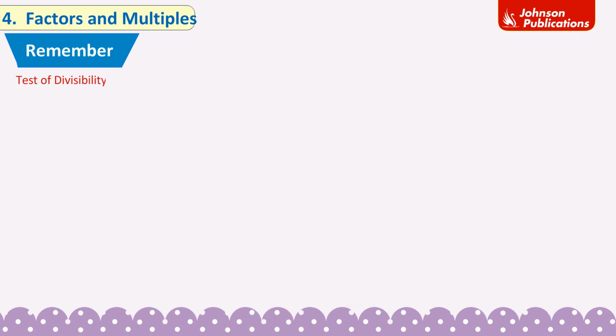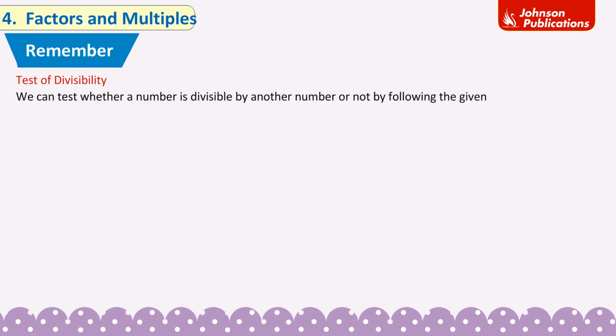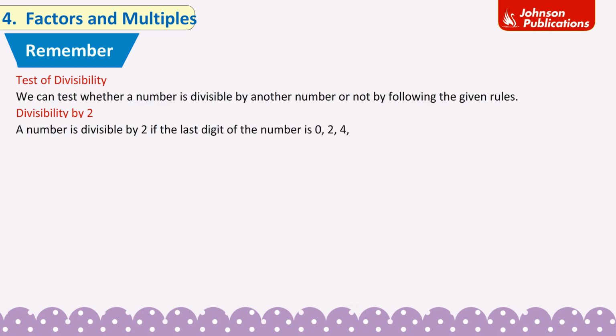Test of divisibility. We can test whether a number is divisible by another number or not by following the given rules. Divisibility by 2. A number is divisible by 2 if the last digit of the number is 0, 2, 4, 6 or 8. For example, 42, 128, 374, 910, etc. are divisible by 2.